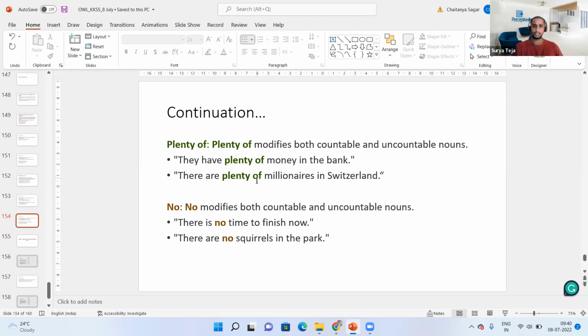So plenty of is a kind of adjective which modifies both countable and uncountable nouns. That is the thing. And in the case of no, which is also very commonly used, no also modifies both countable and uncountable nouns. So if you see, there is no time to finish. There are no squirrels in the park. Time is an uncountable noun and squirrels are countable nouns. So plenty of, no, and enough: these three are used for both countable and uncountable nouns, but a little bit of and other things are actually used for different things.